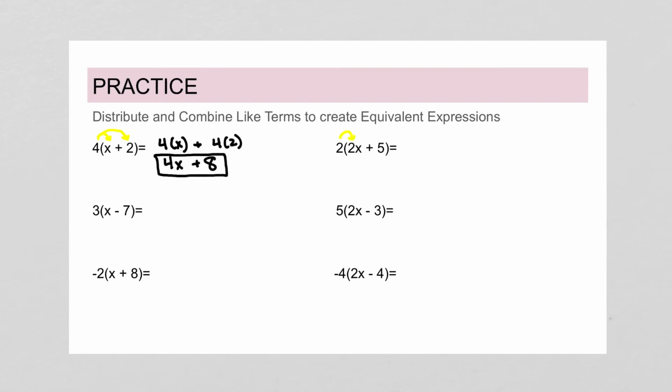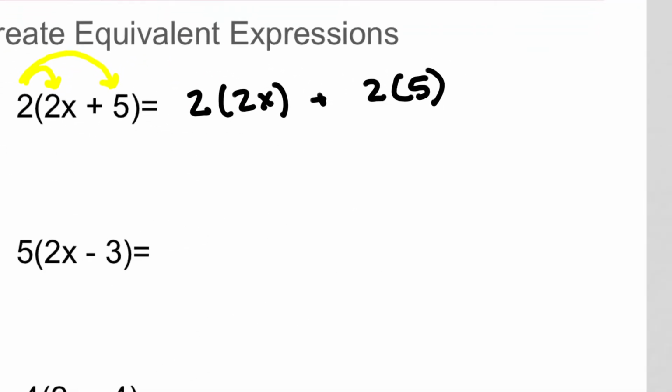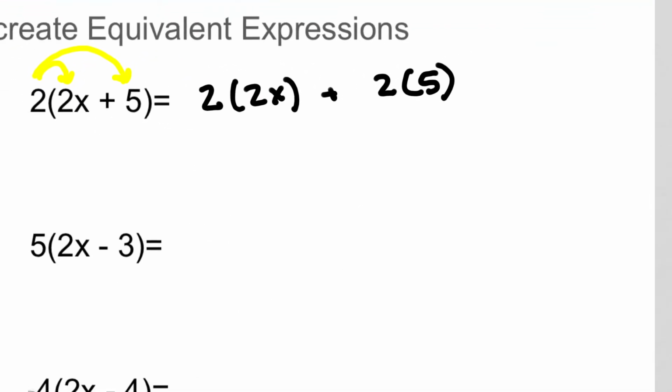2 times a positive 2x and then a positive 2 times a positive 5. Well, again, let's do it together. We've got 2 times 2x, and we're going to add to that, because it's positive, 2 times 5. Well, 2 times 2x, let's kind of imagine that for a second. Let's explore that. What does 2 times 2x mean?